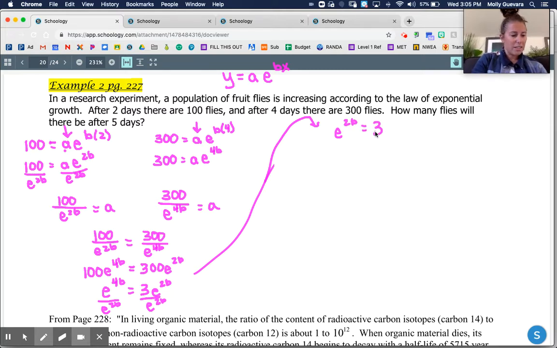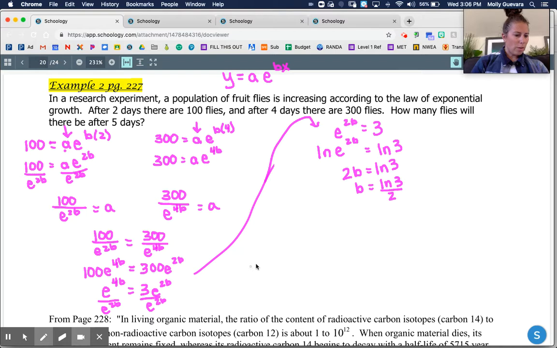Now this is something that we know how to solve, right? I want to get rid of that e. So the way to get rid of the e is to take the natural log of both sides. So I have the natural log of e to the 2b equals the natural log of 3, which leaves me 2b equals the natural log of 3. So b is equal to the natural log of 3 divided by 2.